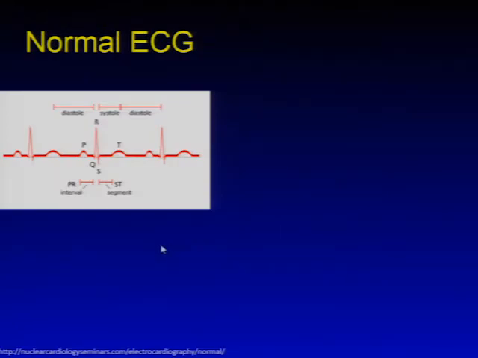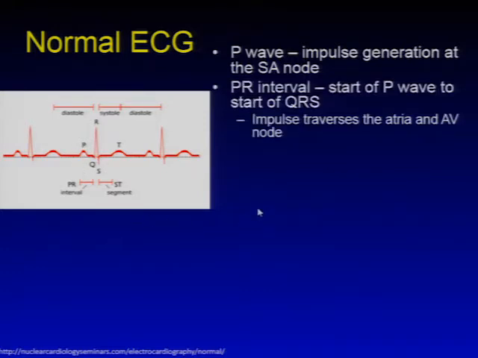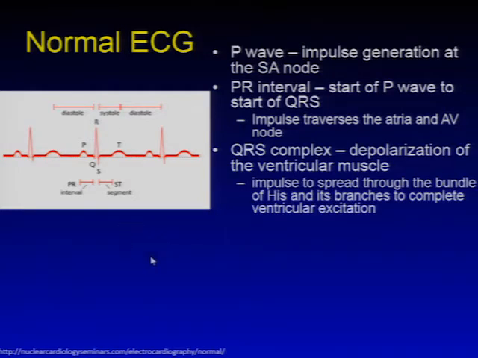Next, I want to talk about a normal EKG. We're all familiar with the PQRST complex. I want to go over a little bit more detail. The SA node activation begins with the P wave, or impulse generation. The PR interval begins with a P wave and proceeds through the QRS. And this correlates in the cardiac cycle as the impulse traverses the atria to the AV node, as well as the delay in the AV node.